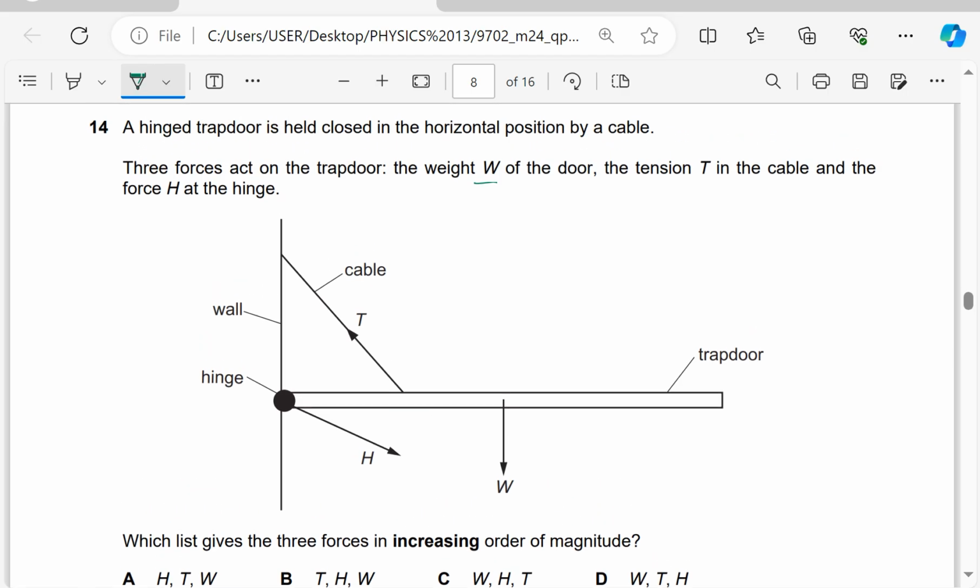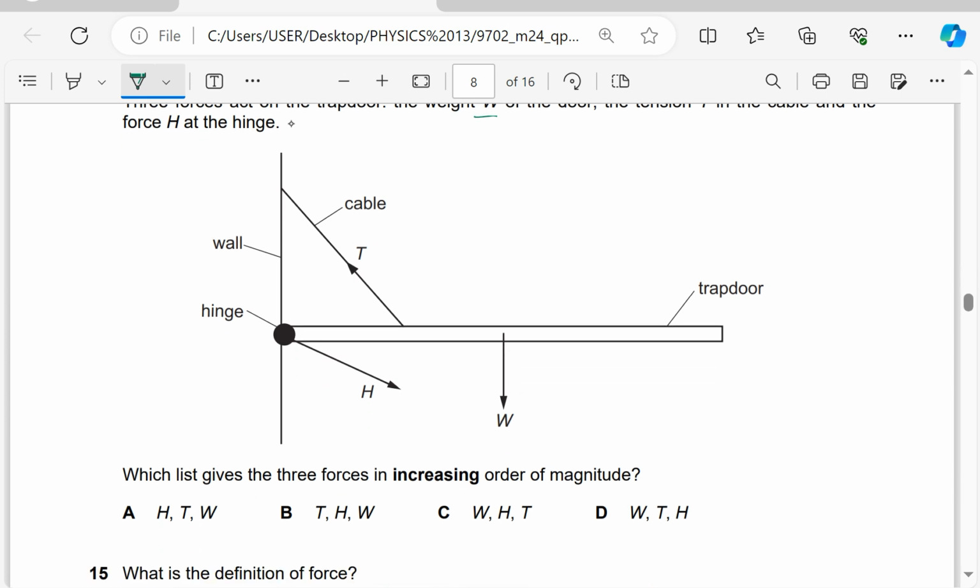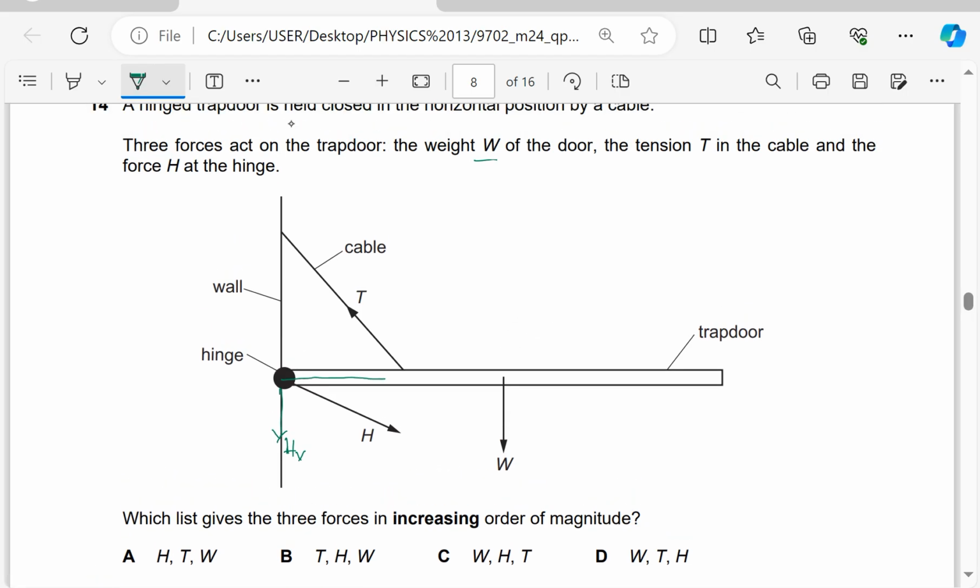Okay, so first of all, let's resolve these forces. There is a vertical component of this H, which I will call HV, or HY. It points downwards. Then, of course, it has a horizontal component, HH or HX, which has no effect. Then we have T, which has a component in the vertical, which I'll call TY. It also has a component in the horizontal, which I'll call TX.